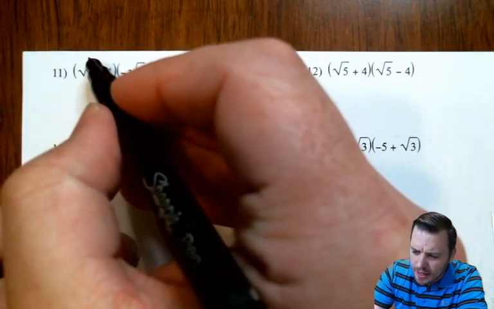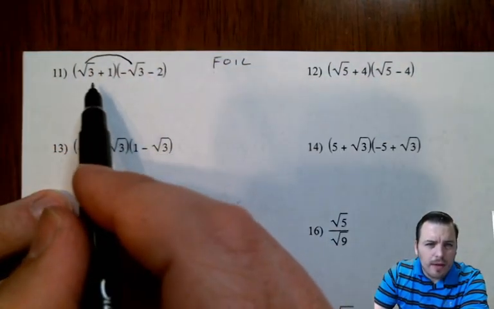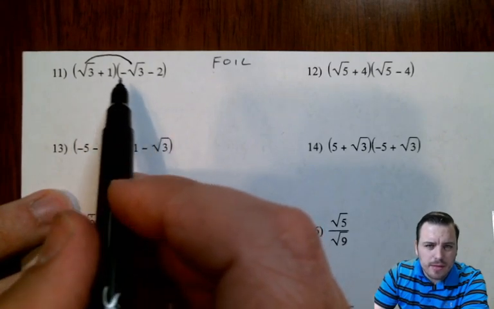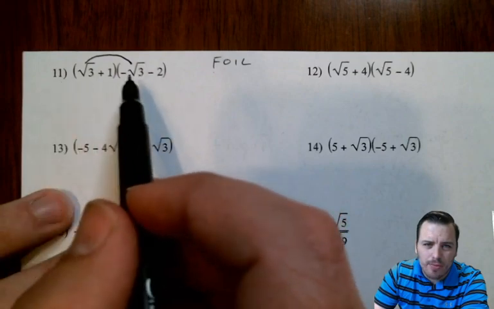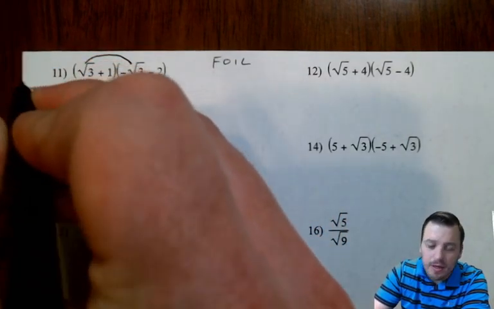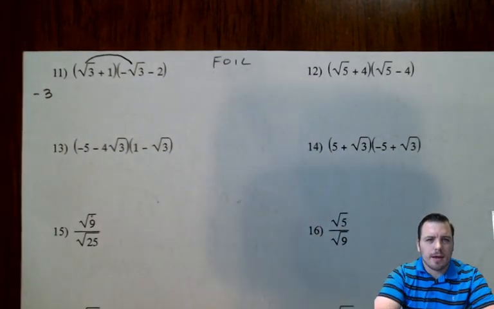So here we go. We got first. Pay attention here. Radical 3 times negative radical 3. Anytime you have the same radical multiplying by itself, it's just whatever's under it. So that should be negative 3. The negative comes from that negative right there, guys. Okay?